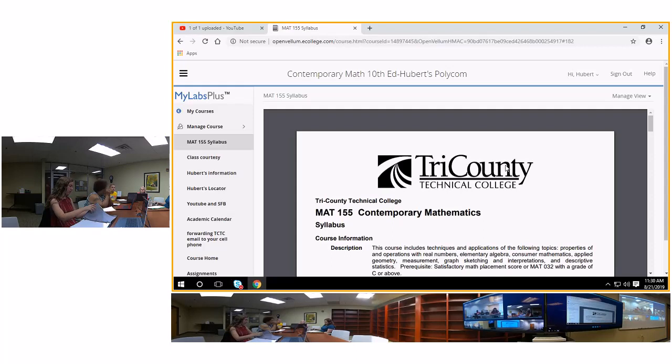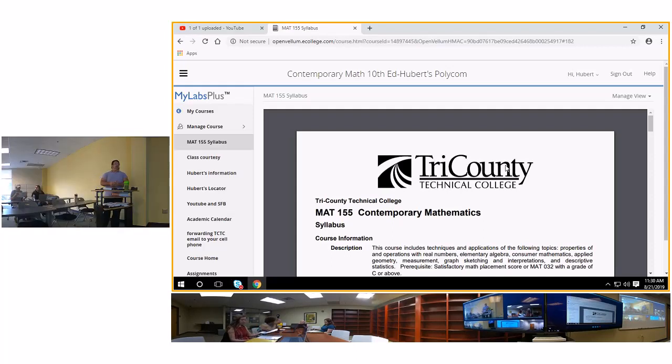Okay, so here is your MyLab Plus. Did it work? Did you get it to work? Did it right-click? Just take your time, right-click on it, and it should ask you about pop-ups and redirect. Hit Syllabus and always allow, and that should do it.